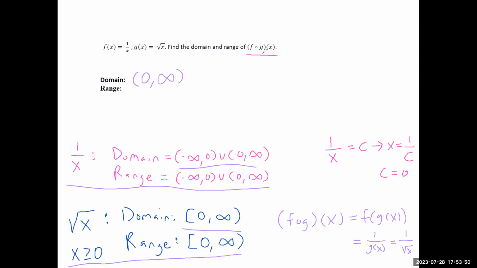Similarly, for the range, we can't get outputs that are equal to 0, according to 1 over x. And we can't get outputs strictly less than 0 by the nature of the square root function. So our range is also going to be from 0 to infinity.